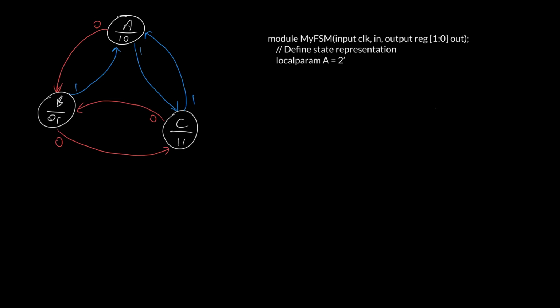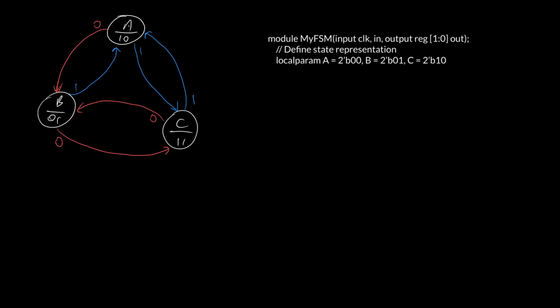So somewhat arbitrarily, I can say that the first state will be stored as a 00 in my flip-flops. The second state will be stored as a 01, and the third state will be stored as a 10 for argument's sake.